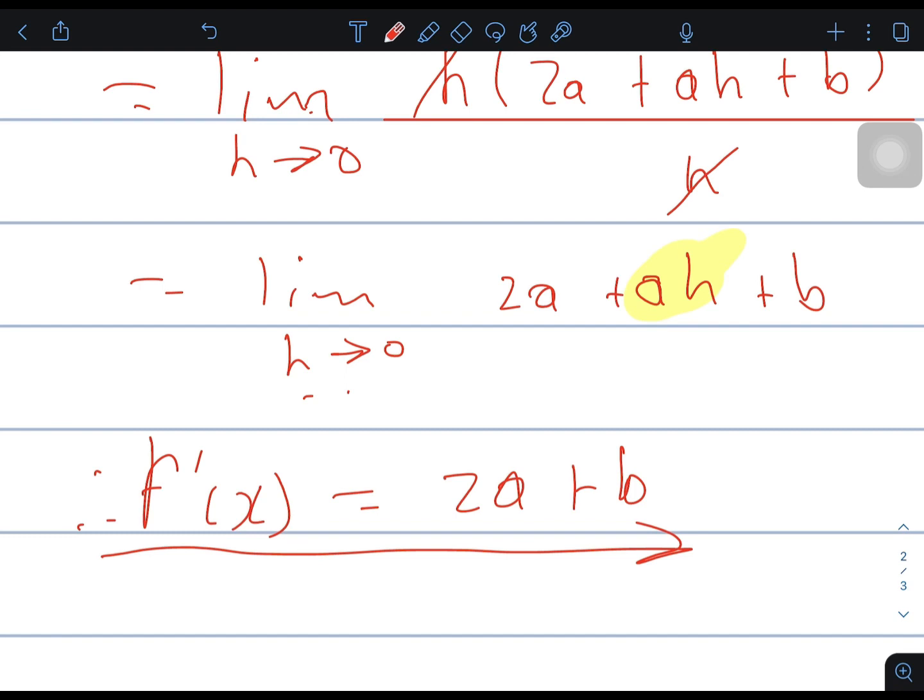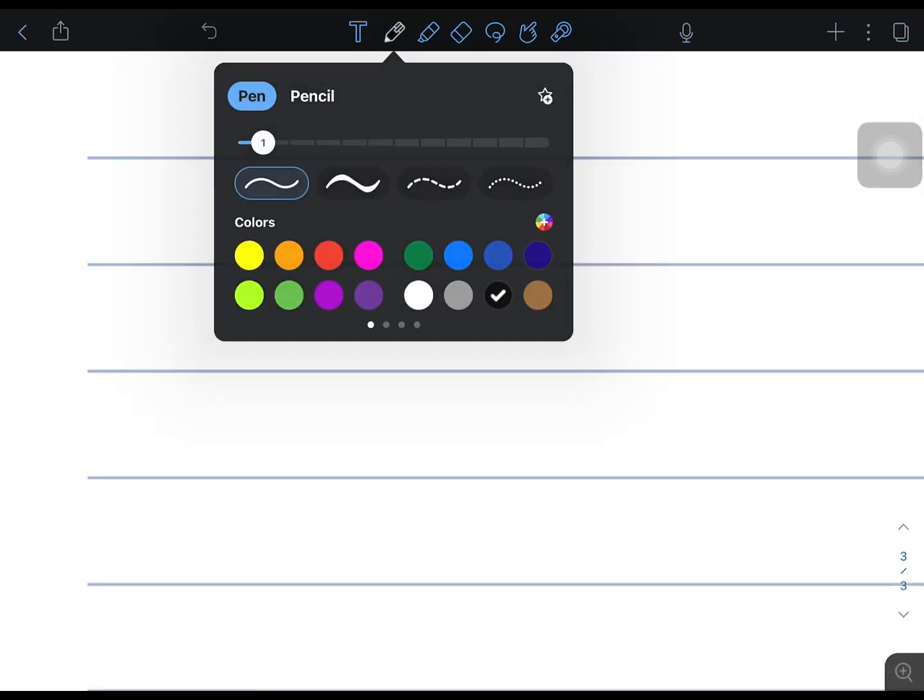Okay, you see how simple it is. Let's say I'm going to do the last one. Let's say they want us to find the derivative of f of t equals 1 over 2 t squared.